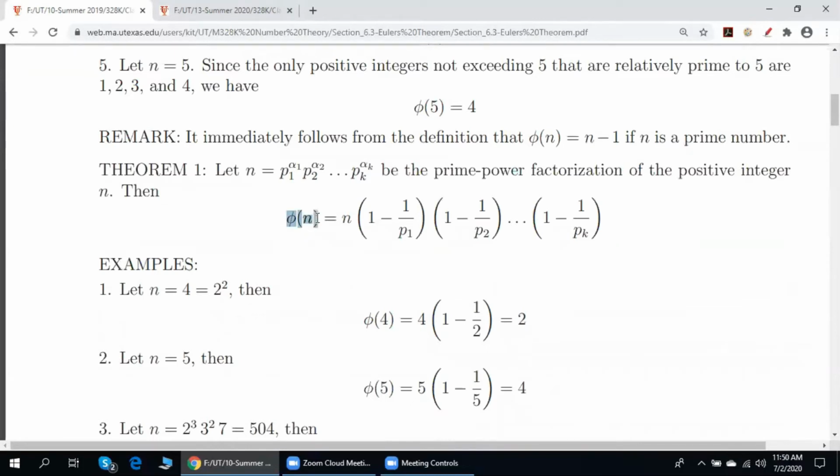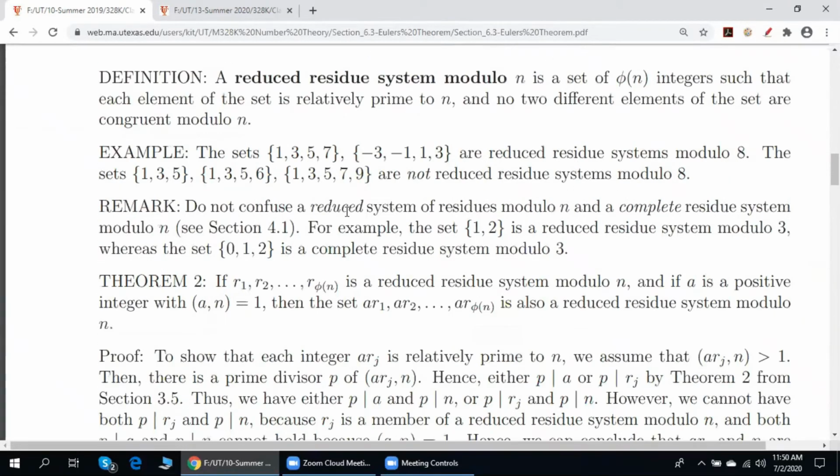Therefore, phi of 8 is equal to 8 times 1 minus 1/2. 1 minus 1/2 is 1/2, and 1/2 times 8 is 4. So phi of 8 is equal to 4. Over here we have 4 elements, and over here we have 4 elements.